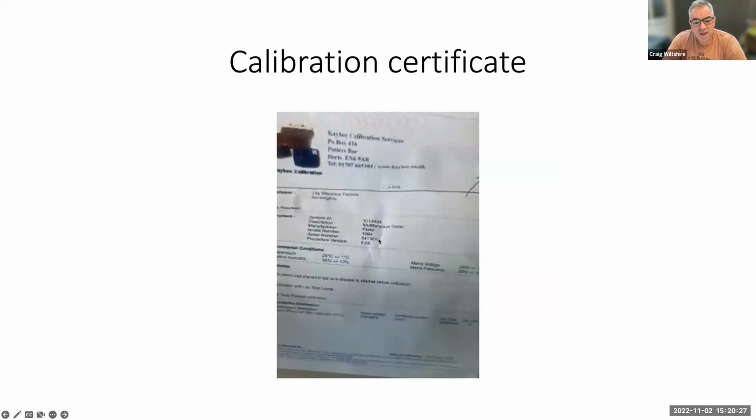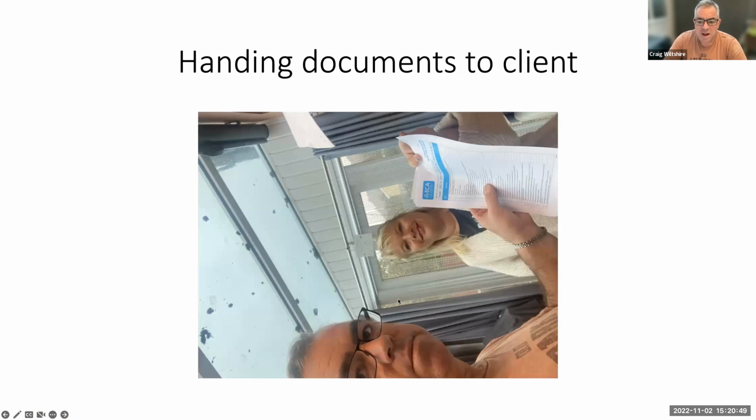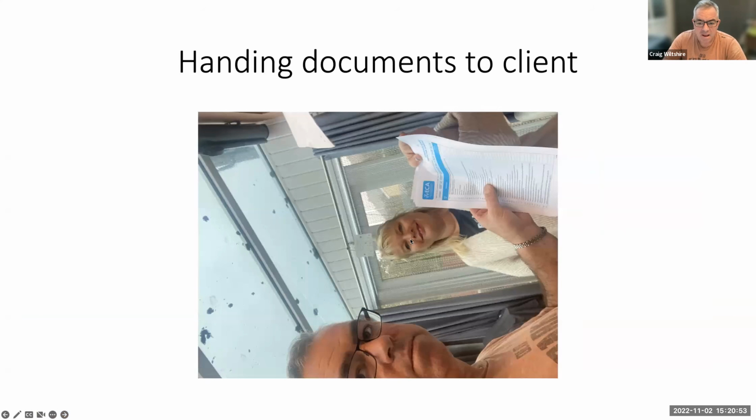Meter calibration certificate. Not a great picture, I know, but let's see your meter calibration certificate. Make sure it's all working tickety-boo, please. Then we ask for things like quotes and invoices. It's just a quick quote I knocked up: Mr Jones, fault finding per hour, 45 quid. A little bit of customer information and a little bit of a quote. Then handing documents to a client: there's the client, the lovely Cheza, and there's me handing the documents to her. Just a picture like that would be great.